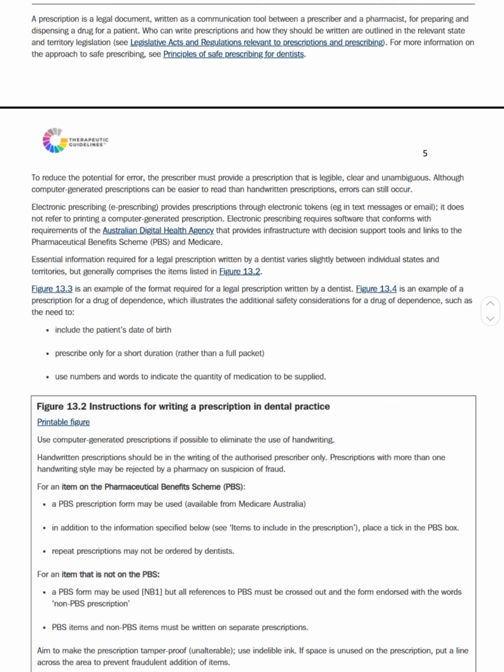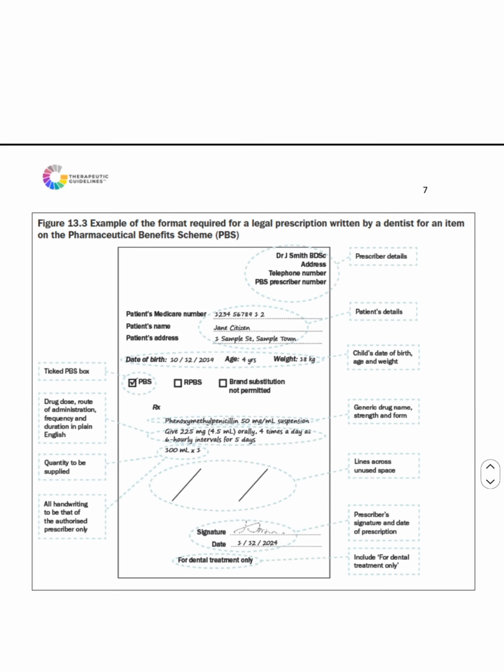Okay, so now we are going through the example of the format required for a legal prescription written by a dentist, and I will also show an example of a prescription for a drug of dependence, which illustrates the additional safety considerations for a drug of dependence, such as the need to include the patient's date of birth, prescribe only for a short duration rather than a full packet, and use numbers and words to indicate the quantity of medications to be supplied. All right, so here we are.